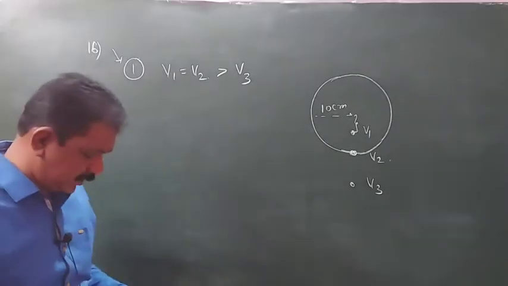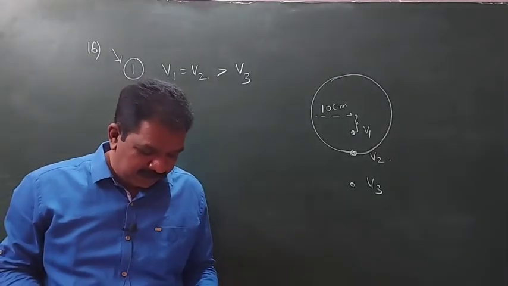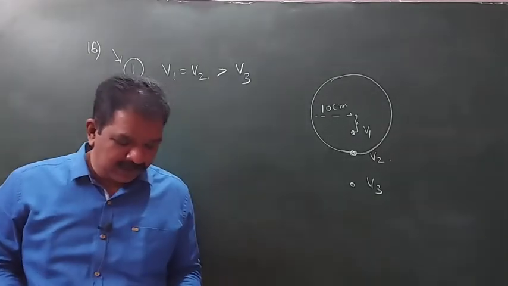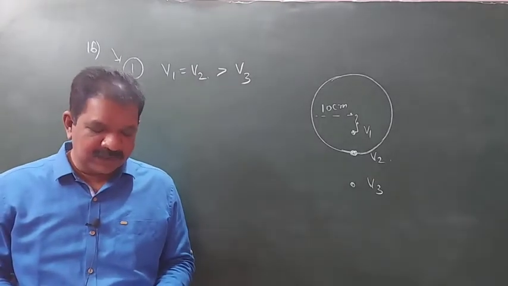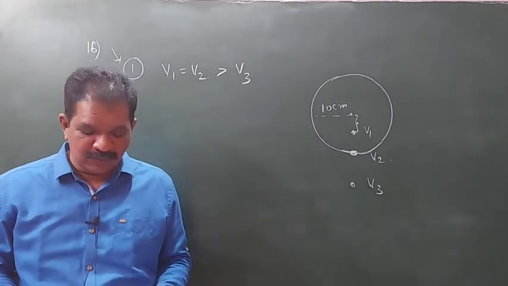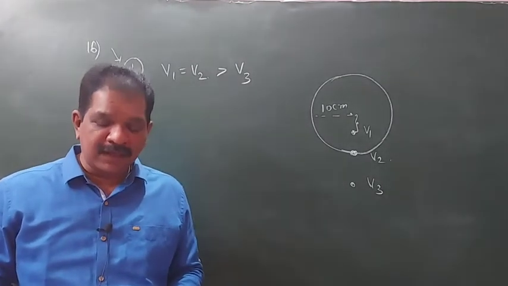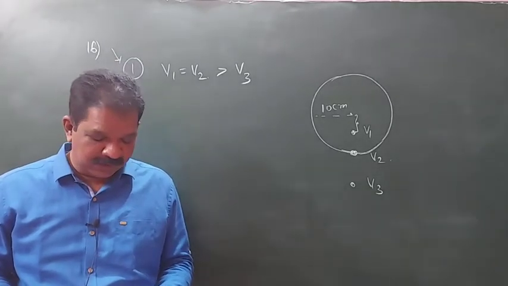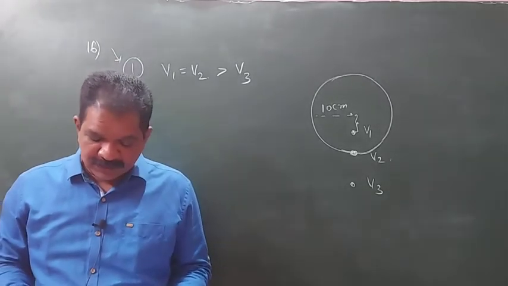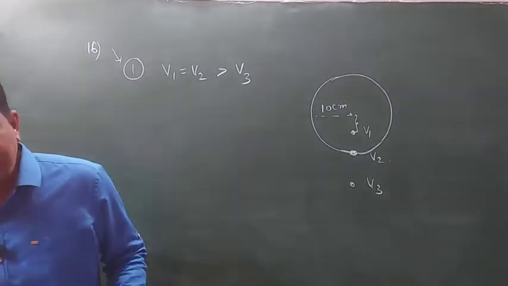Okay. Next. Question number 17 you see: 3 point charges, 3 nanocoulomb, 6 nanocoulomb and 9 nanocoulomb, are placed at the corners of an equilateral triangle of side 0.1 meter. The potential energy of the system is how much?